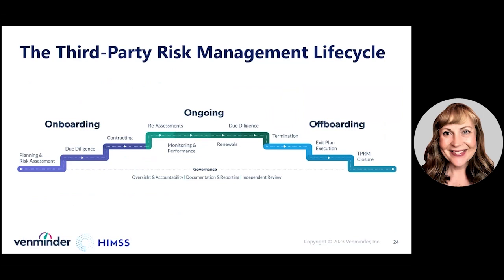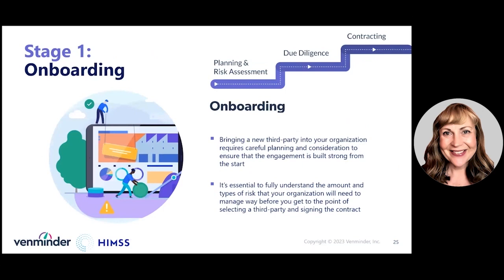I want to point a few things out about the lifecycle. First, you'll notice that it's broken into 3 distinct stages, which are onboarding, ongoing, and offboarding. And within each stage, there are individual activities that must occur within a specific order. We're constantly identifying and assessing and managing risks all along the way, but how we do that might differ slightly depending on which stage of the life cycle we're in. You also should notice that the life cycle has a foundation of governance, which consists of oversight and accountability, documentation and reporting, and independent reviews. Even though it's very simple, the third-party risk management lifecycle is an incredibly valuable tool because it provides a clear roadmap of how to engage and manage your vendors throughout the relationship.